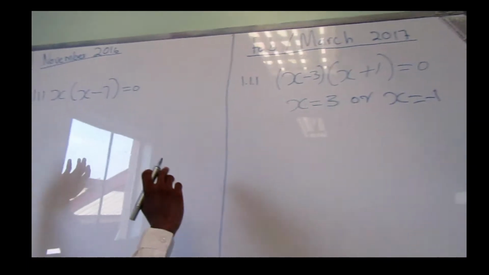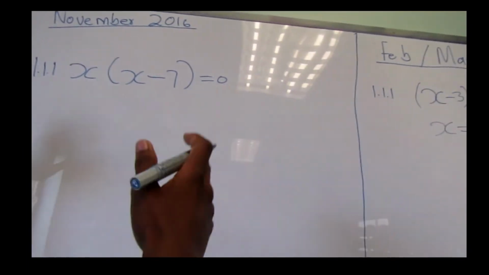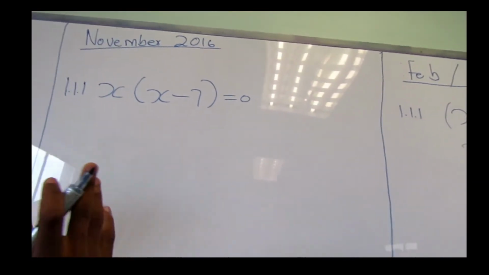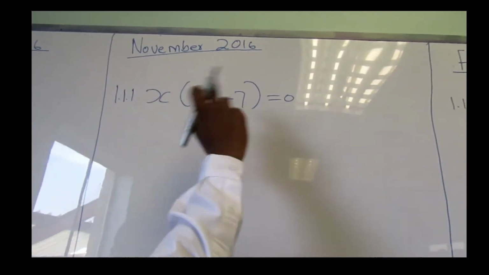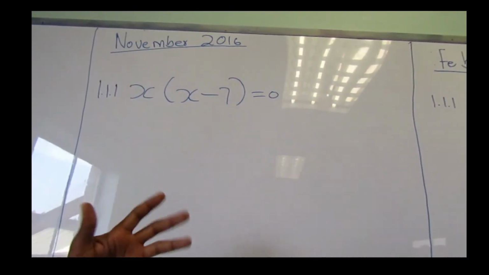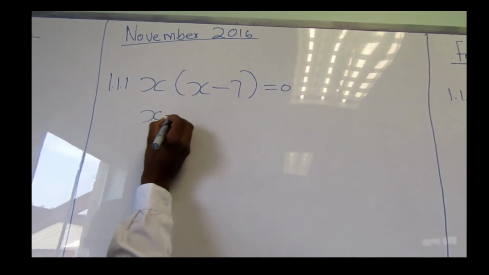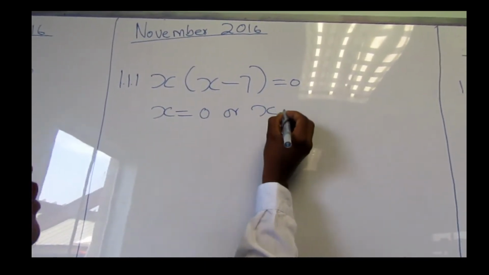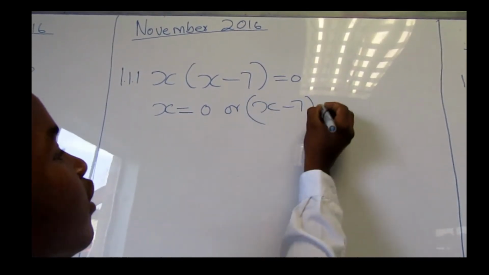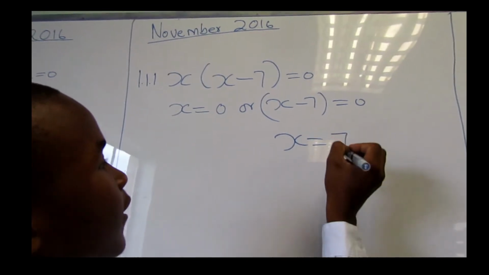So we come on to November 2016. This one is also factorized, but it's a tricky one because here we have x into x minus 7. But it's simple. Listen, look at it. The first step is to say x equals 0 or x minus 7 equals 0, then x equals 7.